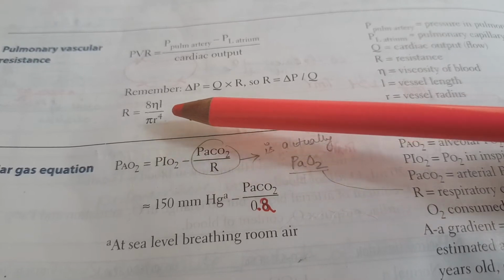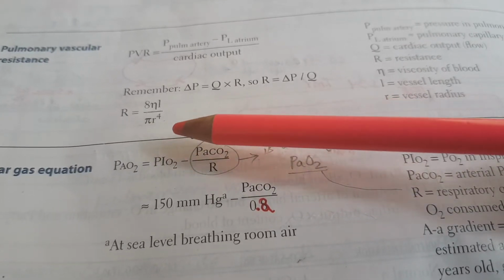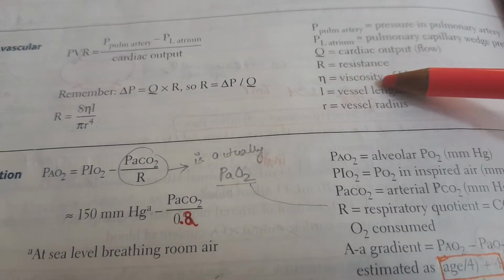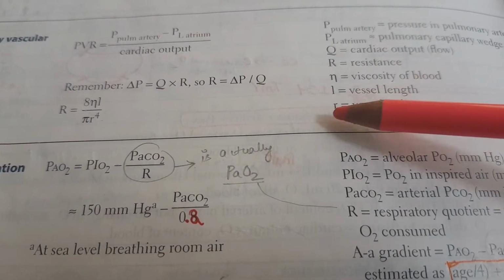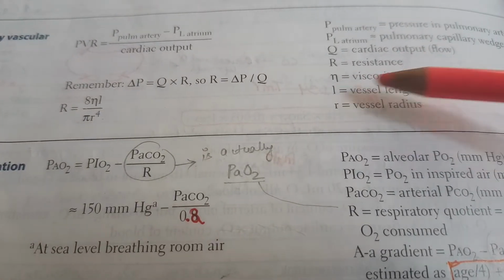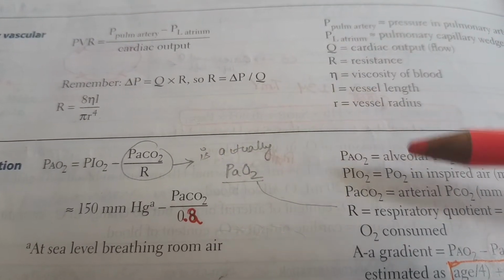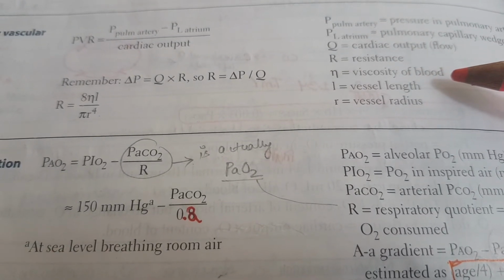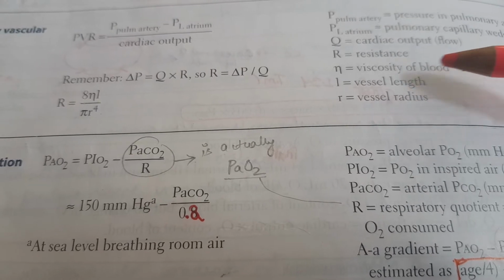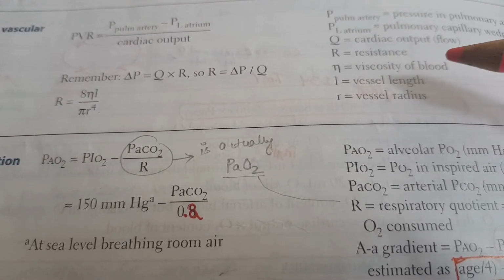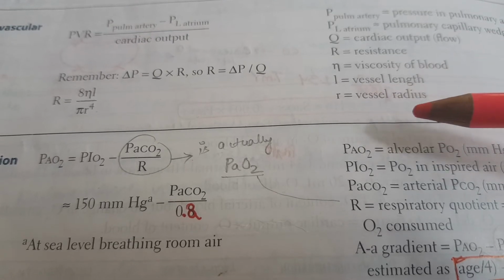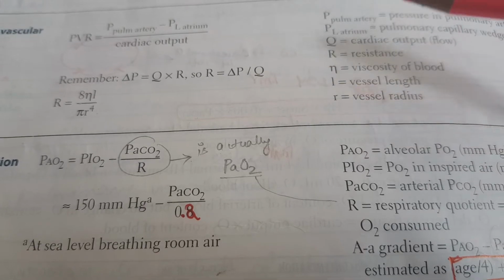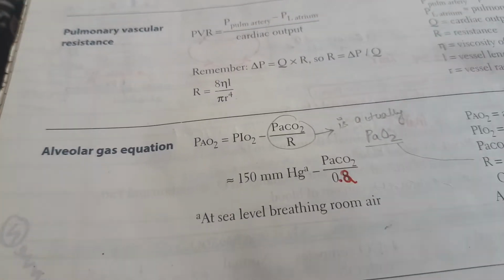Now resistance is also equal to 8 sigma L over pi R to the power 4. Here you can see that sigma is the viscosity of the blood and L is the length. With an increase in length there will be increased resistance. If the blood is thicker, for example in polycythemia or multiple myeloma, that can lead to more resistance. And the radius is inversely related: the more radius, the less resistance. Now, talking about the alveolar gas equation.